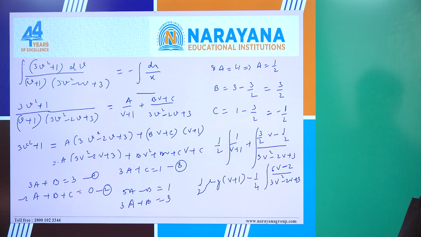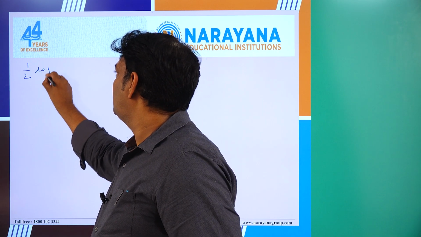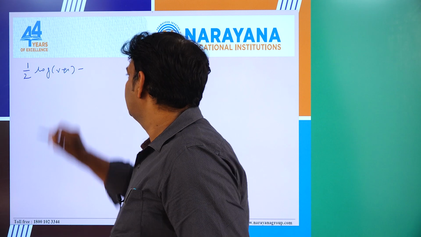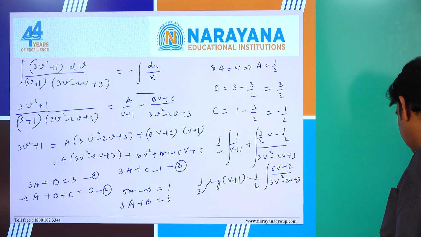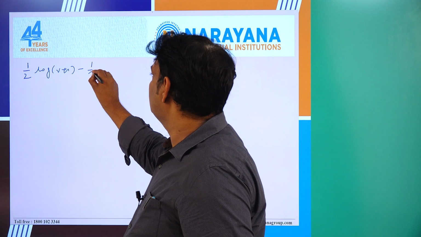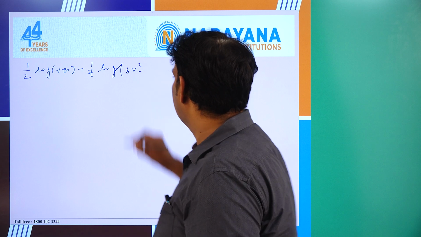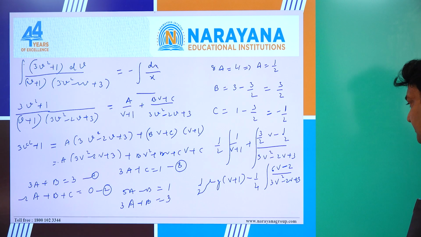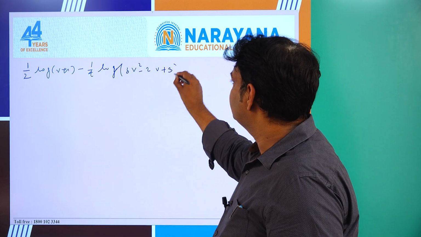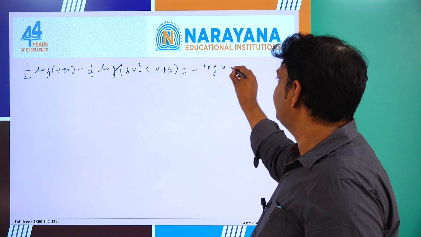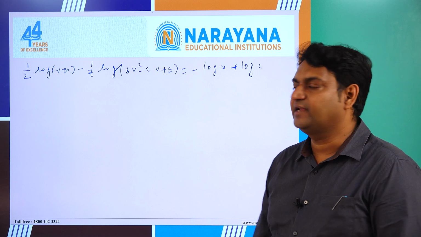So 1 by 2 log of v plus 1 minus 1 by 4 log of 3v square minus 2v plus 3 is minus log x plus log c. Right hand side, minus dx by x, integral is minus log x.